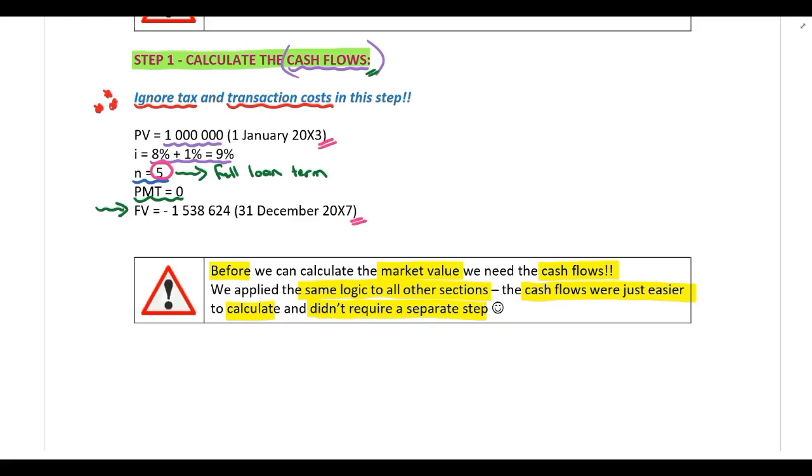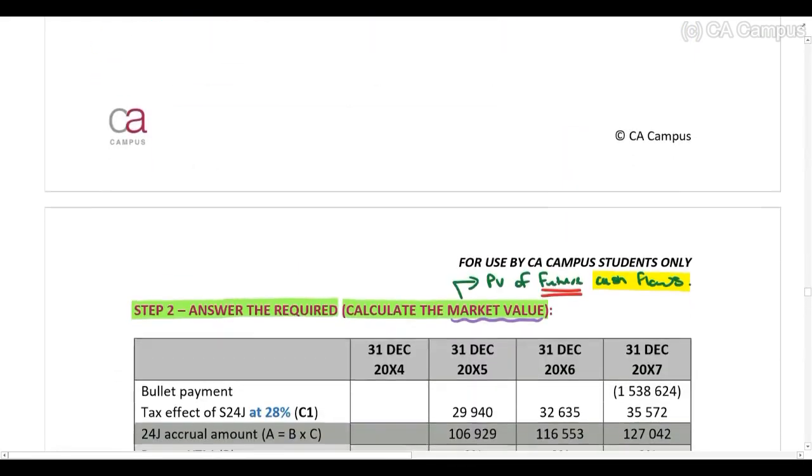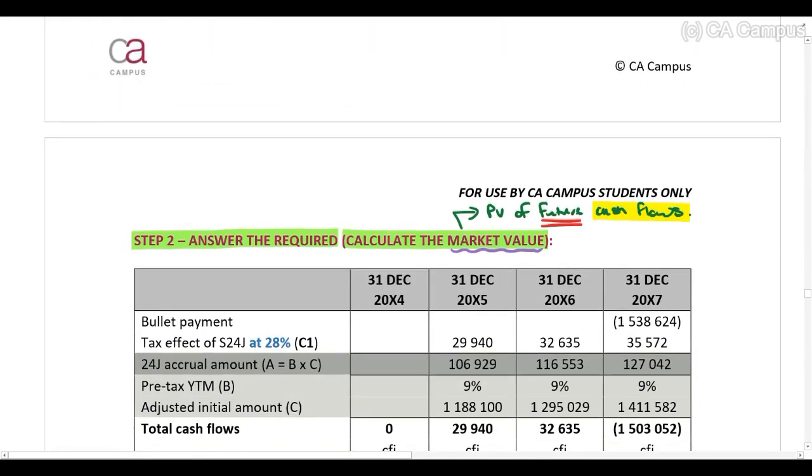We now know what our cash flows are. When the company first entered into the loan agreement, they would have had a cash inflow of 1 million rand, and on the 31st of December 20X7, they're going to have a cash outflow of 1,538,624. Those are our cash flows. Now that we know what our cash flows are, we can calculate our market value.